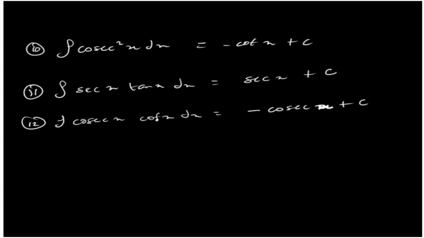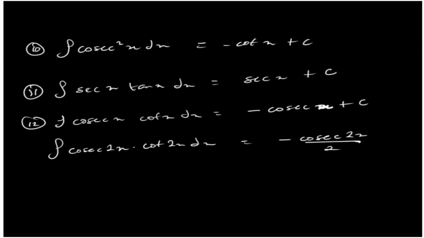So what if it has a coefficient? You just divide by that coefficient. What do I mean? If you have cosec 2x times cot 2x dx, this equals negative cosec 2x over 2 plus C. Okay, so those are the basic rules. Let's go into questions now.